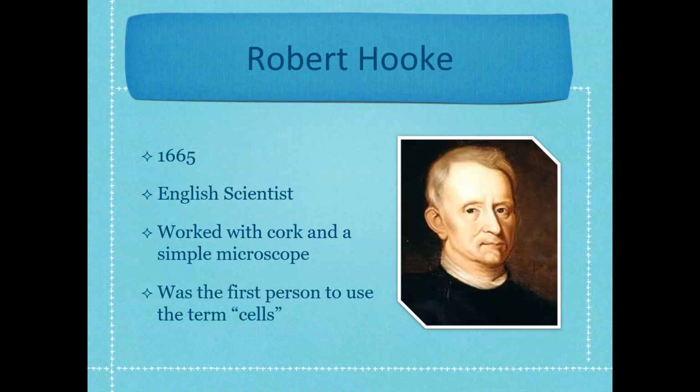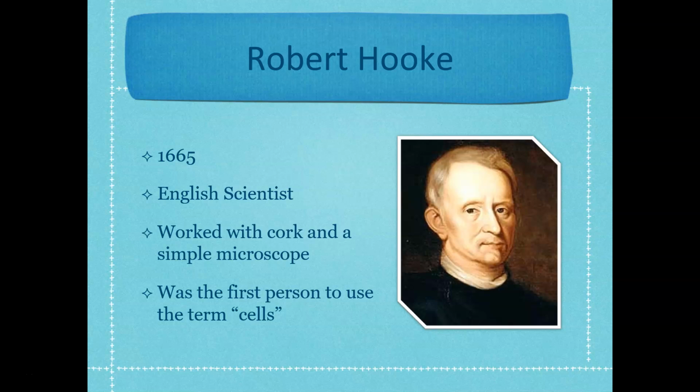And we'll start with Robert Hooke. He's one of the first major contributors to our understanding of what cells are. This occurred in 1665, and he was an English scientist. And he's most famous for working with cork. And if you know anything about cork, cork is actually a plant. And so he was looking at dead cork cells, as a matter of fact, under the microscope.